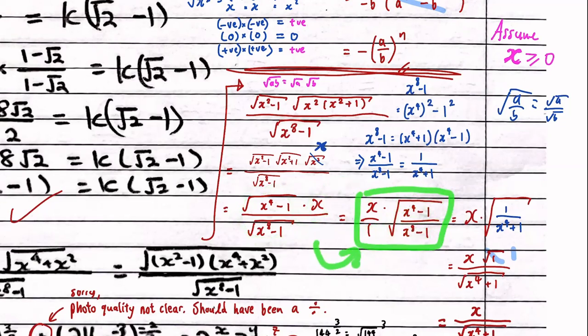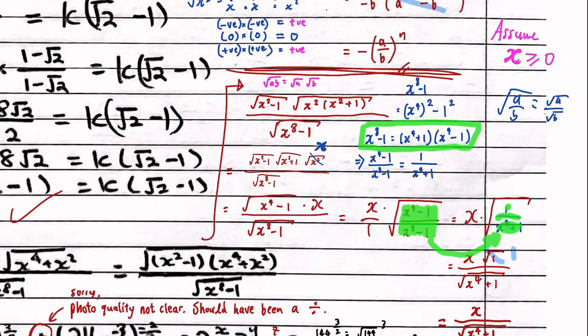Okay, now why did I have to factorize it like this? It's because now I can make x power 4 minus 1 divided by x power 8 minus 1 into 1 over x power 4 plus 1. From this equation, I can go into this one, which is the same as that one. Then I can replace it with this one. Does that make sense?